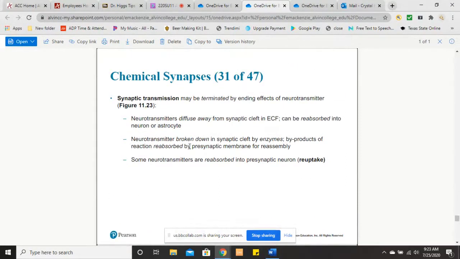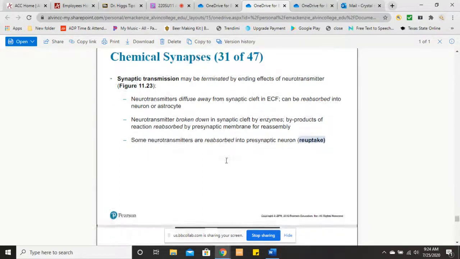There's something called enzymatic breakdown. We saw that. It's literally when an enzyme breaks down the neurotransmitter. Think acetylcholine esterase breaking down acetylcholine. That's one way. Another way is called diffusion, where your neurotransmitter literally diffuses away from the synapse. It literally walks away from the synapse. Or you could do something called reuptake. This is when the neuron that released the neurotransmitter literally sucks it back up. It reabsorbs, takes it back.